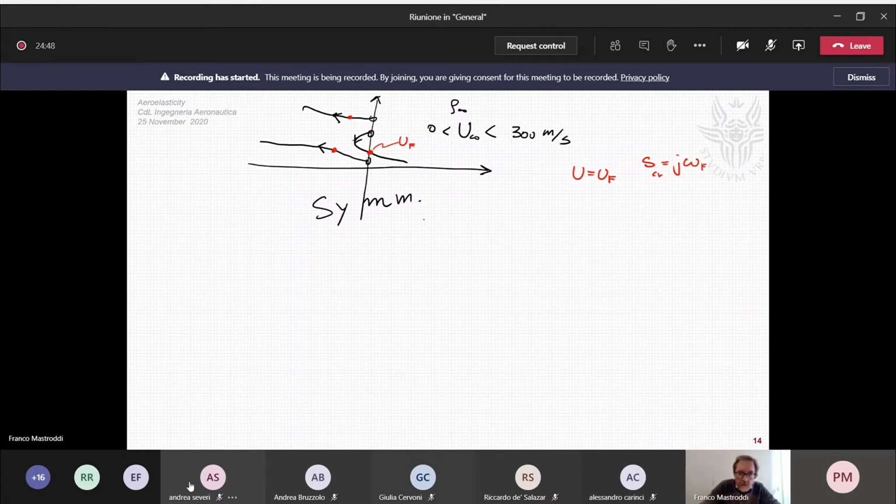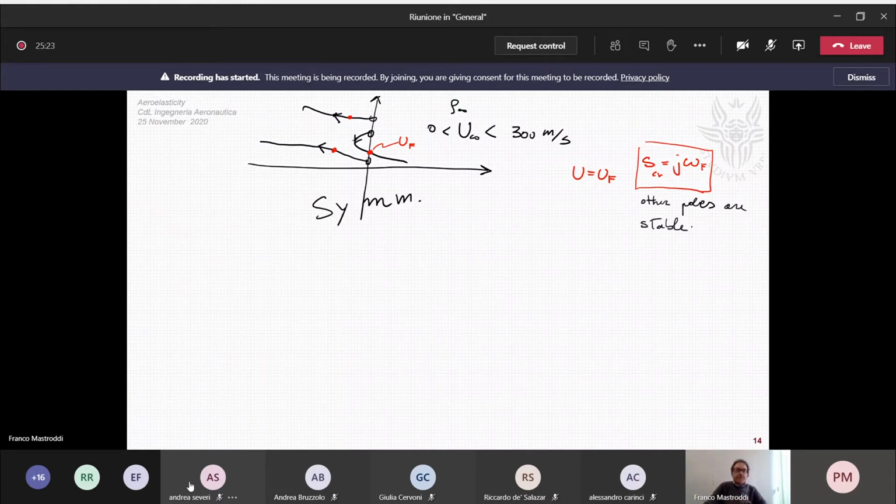So with this black bullet, we have the pole, red ball, excuse me. We have poles corresponding to the flutter velocity. So in flutter condition, we have a marginally unstable pole like this, and all the other poles are stable.